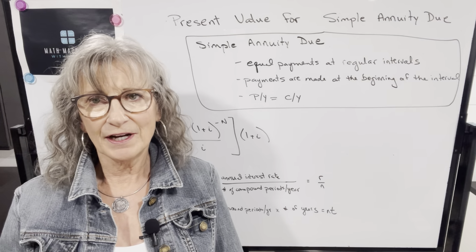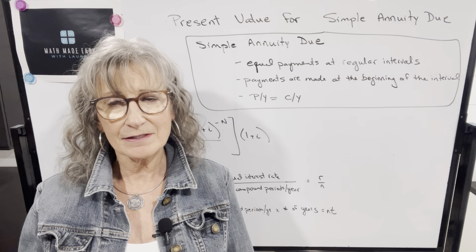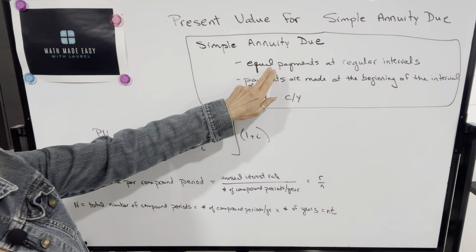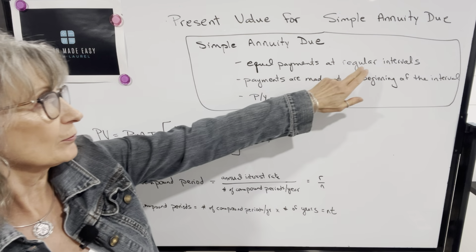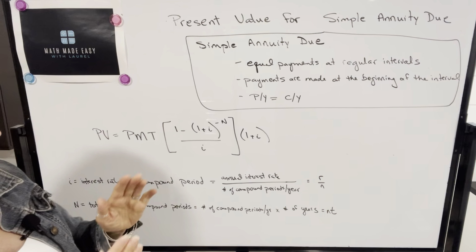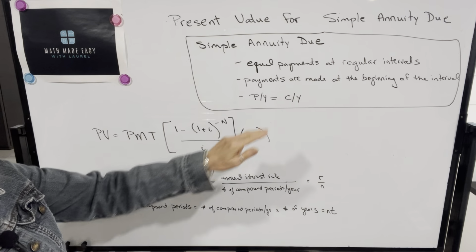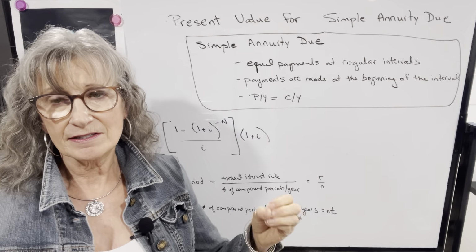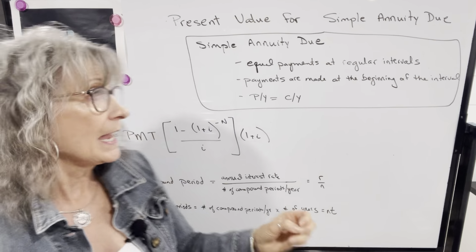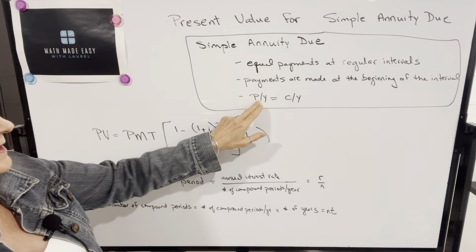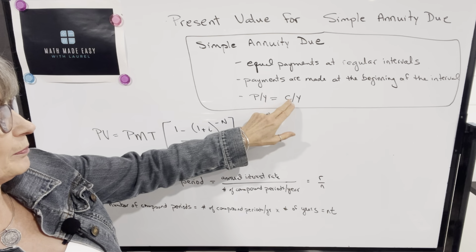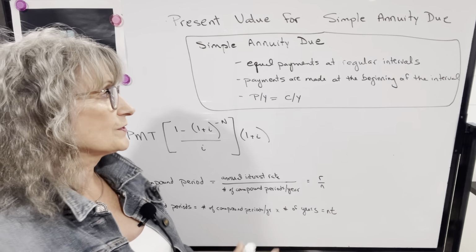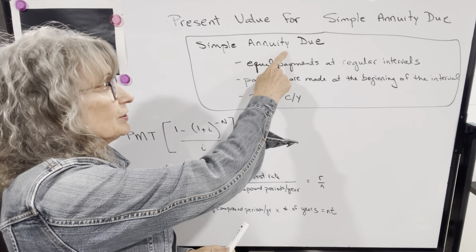Let's start by defining what a simple annuity due is. Any annuity, whether it's an investment or a loan, means equal payments at regular intervals. So that's for all annuities. If those payments are made at the beginning of the interval, that's considered an annuity due. And if the number of payments per year is equal to the number of compound periods per year, that's considered a simple annuity. So those are the three requirements for a simple annuity due.